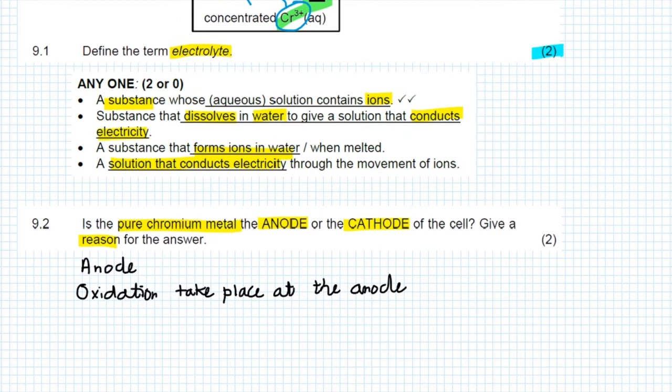Since this question is out of 2 marks, you're going to obtain 1 mark for writing down the word anode and 1 mark for your reason. Oxidation takes place at the anode.